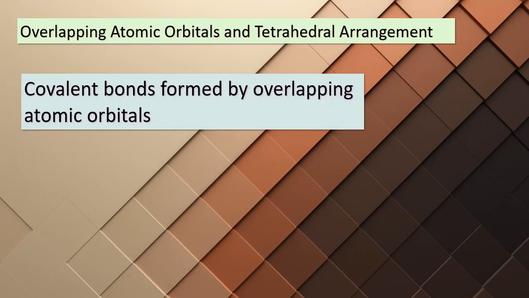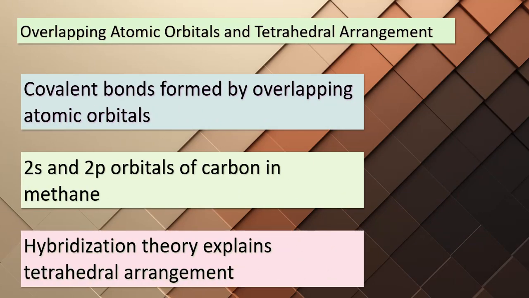Great questions, class. To understand the tetrahedral arrangement in methane, we need to journey into the world of atomic orbitals and covalent bonding. Covalent bonds are formed by the overlapping of atomic orbitals. Now, let's focus on carbon in methane. The 2s and 2p orbitals of carbon overlap with hydrogen's 1s orbital.